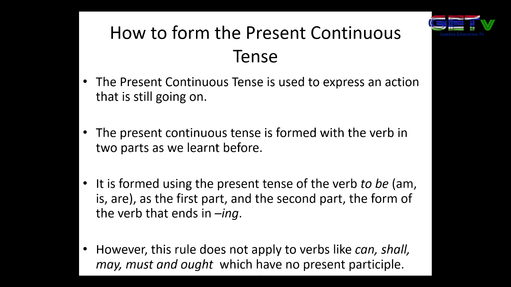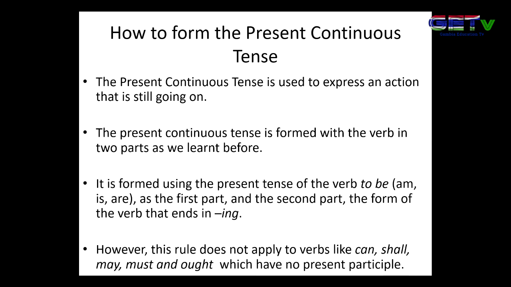The present tense of the verb to be is am, are, plus the verb, part of the verb with the ing. That's called the present participle. It is formed using the present tense of the verb to be, am, is, are, as the first part, and the second part, the form of the verb that ends in ing.